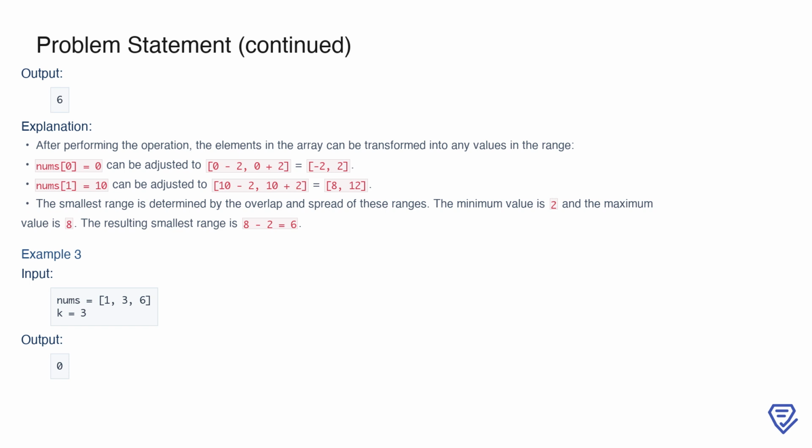In the second example, the input array is nums equals 0, 10, and k equals 2. Here, the element at index 0, which is 0, can be adjusted to any value between -2 and 2. Similarly, the element at index 1, which is 10, can be adjusted to any value between 8 and 12. By analyzing the adjusted ranges, the smallest possible range of the array occurs when the values overlap or are as close as possible. The minimum value in the adjusted array is 2, and the maximum value is 8, so the smallest range is 8 - 2, which equals 6.